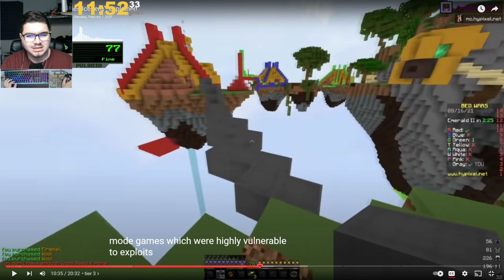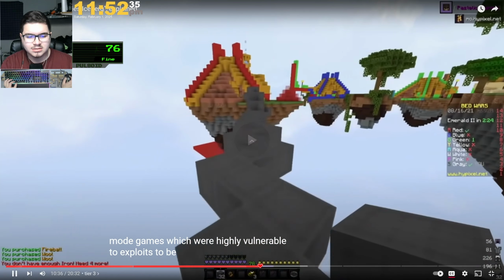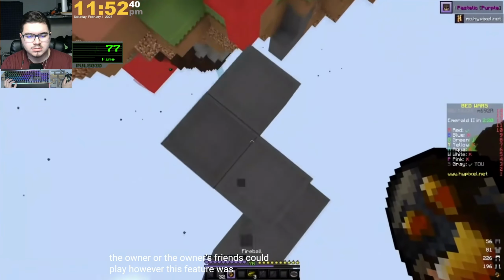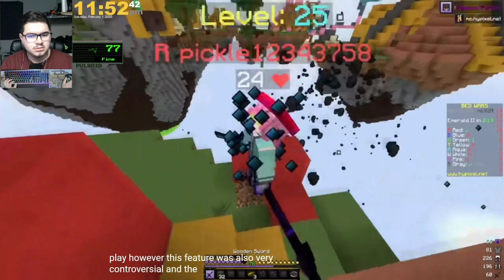to be locked so that only the owner or the owner's friends could play. However, it was also very controversial, and the friends-only lock was removed.